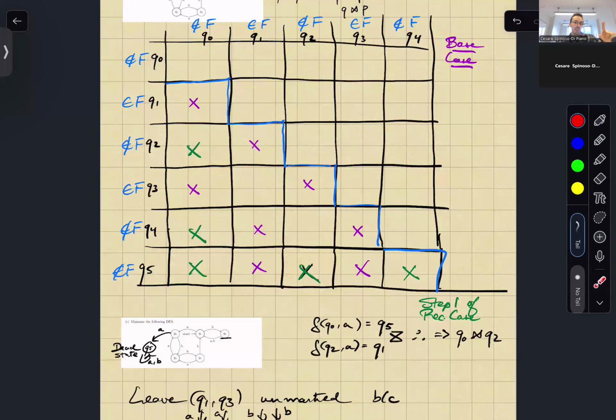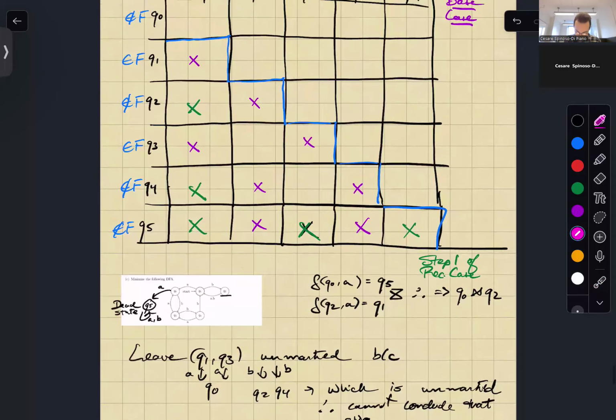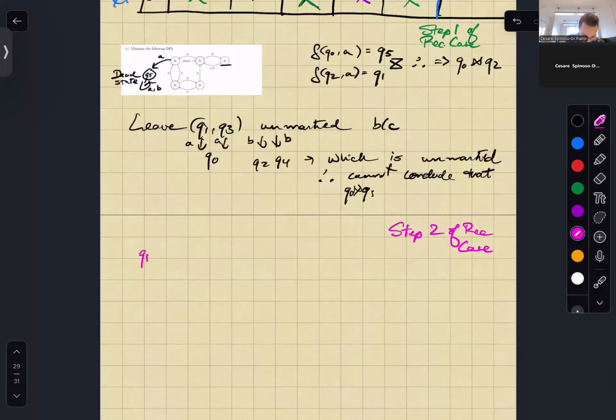So this might seem repetitive. It's important for you to redo this because it's possible that in the last step you had found that Q3 and Q1 were indistinguishable because this was unmarked. But it's possible that in the next step this had actually been marked, and so then you would have concluded that actually Q1 and Q3 were also distinguishable, right? So it's important to redo this step.